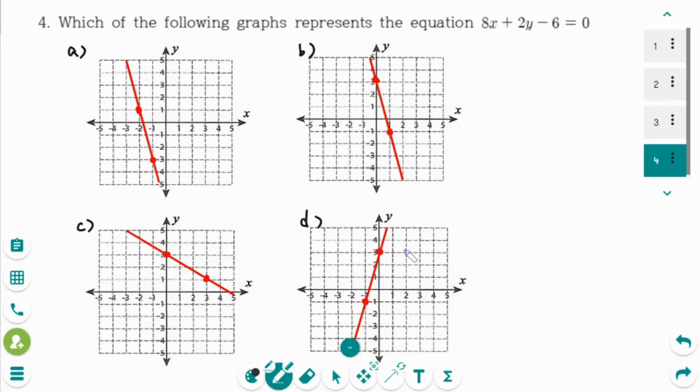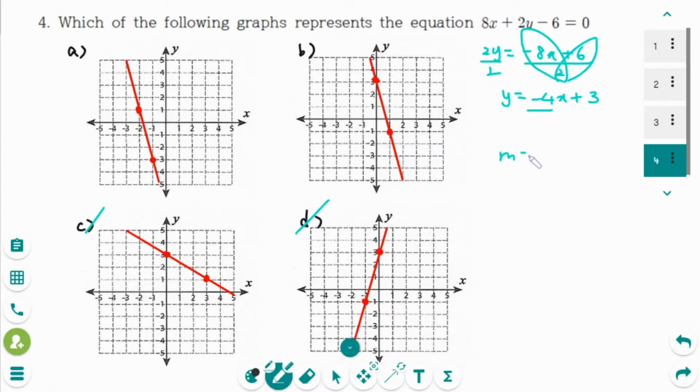This is the next question. First, change the form to slope-intercept form. So 2y equals minus 8x plus 6 and divide by 2 each side. So y equals, this one is minus 4x plus 3. If you look at the slope, D is not the answer because its slope is positive. And C is not the answer because its slope is not steep. The slope is minus 4.